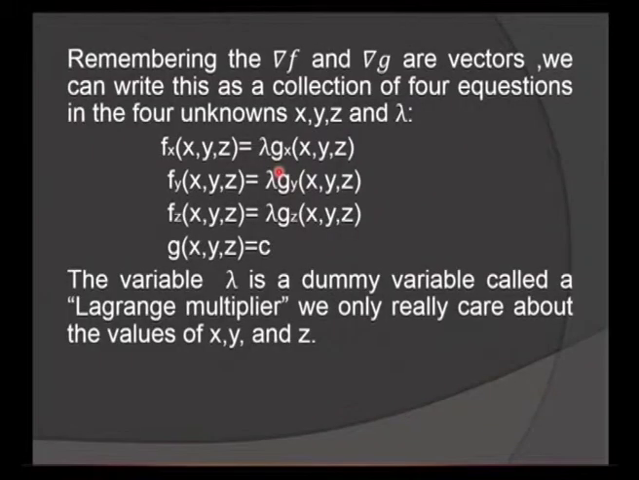The equations are f x of x, y, z is equal to lambda g x of x, y, z, then f y of x, y, z is equal to lambda into g y of x, y, z, f z of x, y, z is equal to lambda into g z of x, y, z, and g of x, y, z is equal to c. Solving these 4 equations can be hard. So some tricks can be followed to solve these 4 equations.